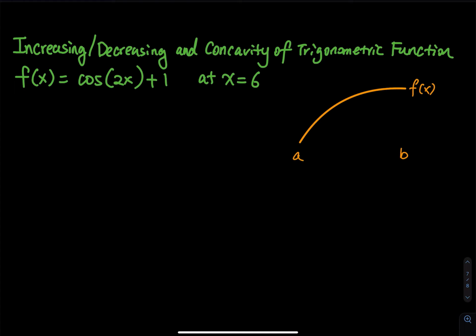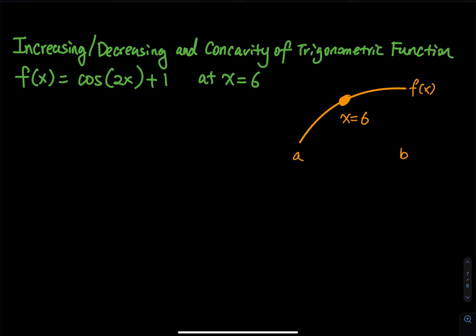So the question is, I have a curve from one point to another point. They didn't mention that, just imagine you have a curve. When x equals 6, there is a point on the curve. I want you to tell me, when x equals 6, is the curve increasing or decreasing?